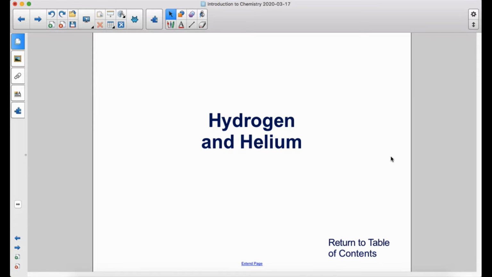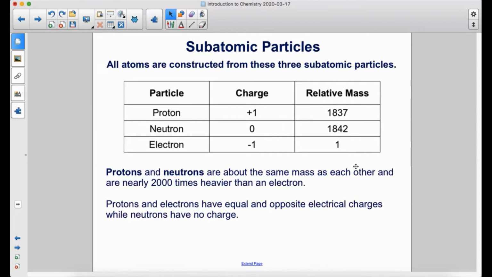Hydrogen and helium. All atoms are constructed from these three subatomic particles: protons, neutrons, and electrons. Protons and neutrons are about the same mass as each other and are nearly 2,000 times heavier than an electron. Protons and electrons have equal and opposite electrical charges, while neutrons have no charge.